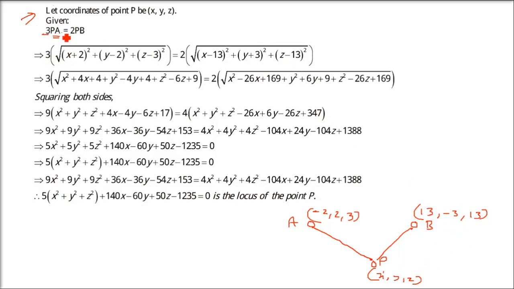Now just multiply first with 3, multiply second with 2 and equate it because it is given in the question. Just square it and just rearrange. You know how to do this. We have already done this quite a time now. So here an equation will come finally. And this final equation is the locus of that point which P moves such that 3PA equals 2PB. So distance only thing is what you have to do here.